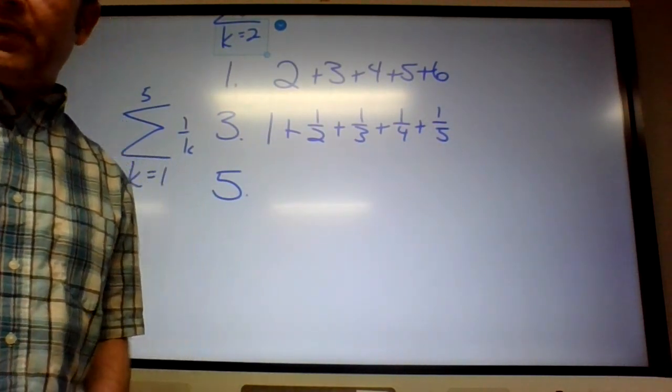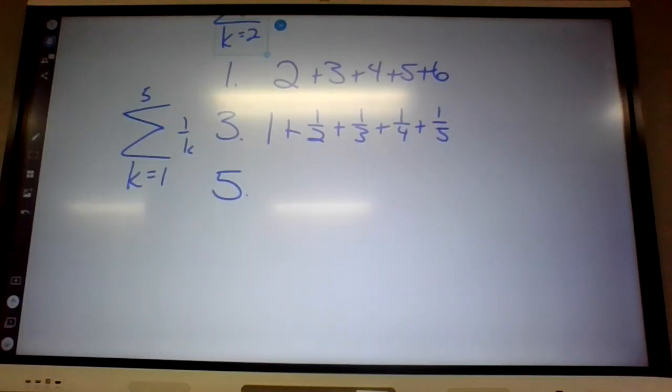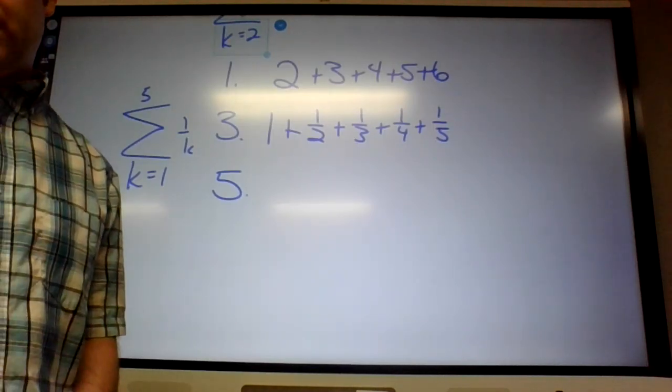Okay, number 5. So number 5 is going from 0 to infinity and beyond. All right.